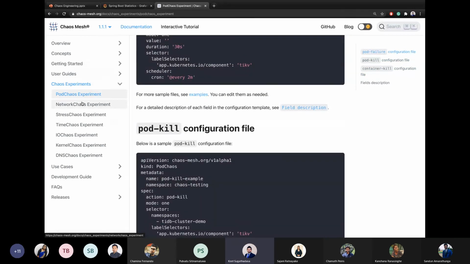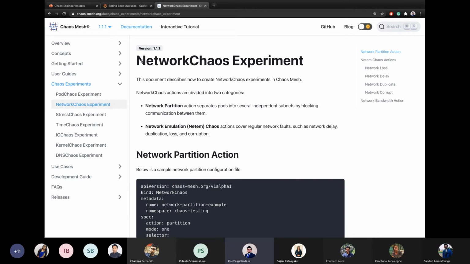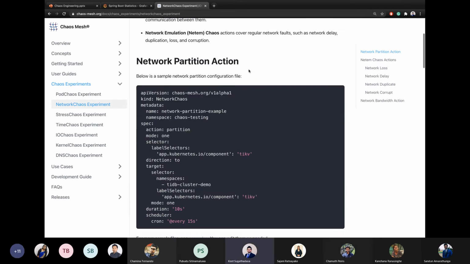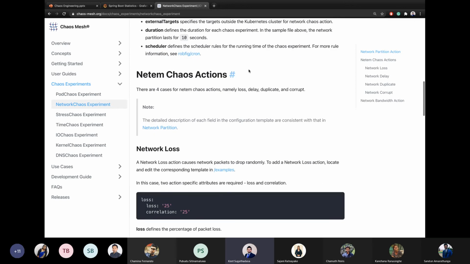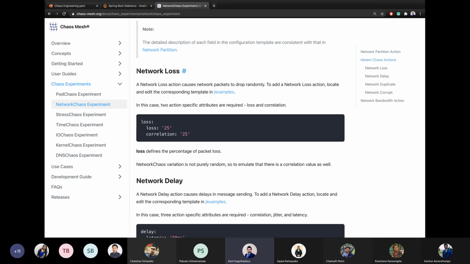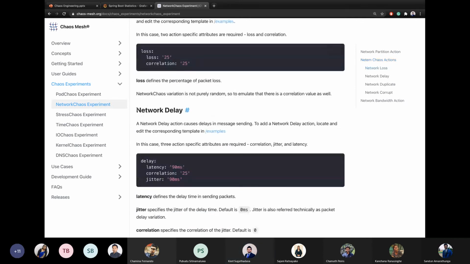If we look at other kinds of experiments, we have network level experiments. We call this network chaos. If you look at the different types that we have, we can do a network packet loss. So if we have thousands and thousands of users using our system, what if certain packets get dropped in between? How would our system react? Something like that. We can also induce a certain level of network delay.